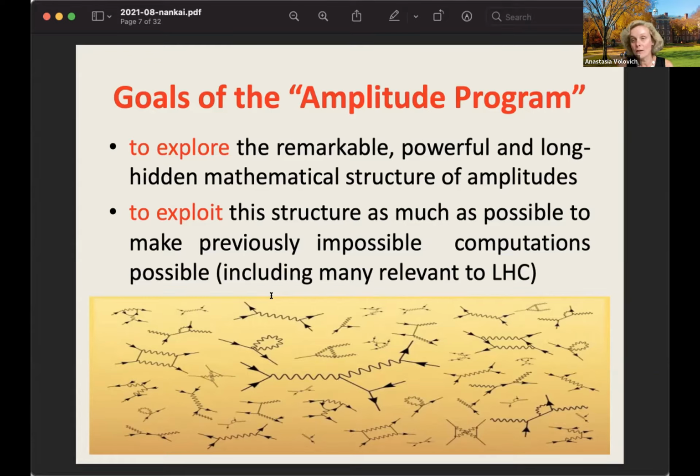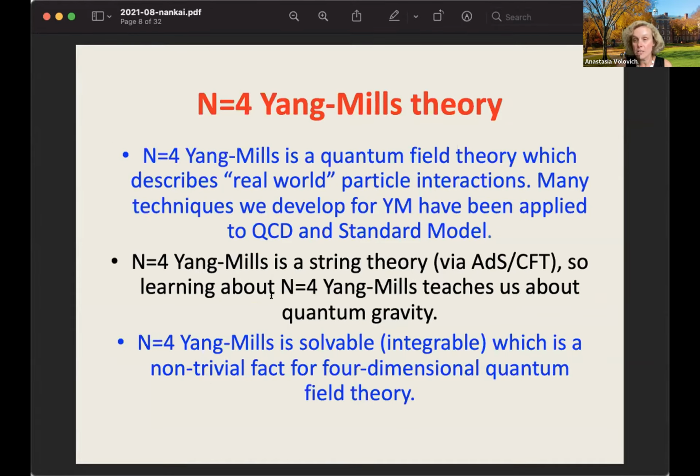But I'm going to tell you today about something more specific. I'm going to focus on a particular theory called N=4 Yang-Mills theory. So why do we study this theory? It's not quite QCD, it's not quite the Standard Model, but it's close enough to be interesting. It's a quantum field theory which describes real-world particle interactions. And many techniques that we develop for this theory can later be applied to more realistic theories. So it's a nice theory to study.